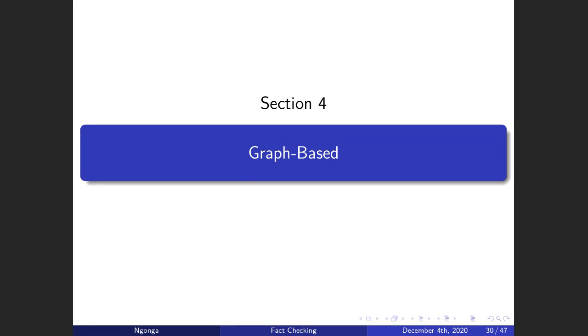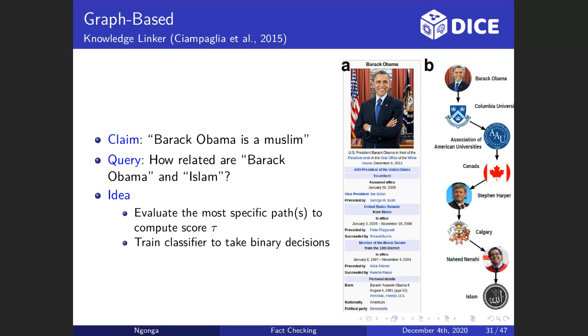We also have graph-based approaches to address this problem of fact-checking. So one claim in the campaign against Barack Obama really was that Barack Obama is a Muslim, which is incorrect. And the way we can use graphs to fact-check such things, one of the very first ideas was the idea of Knowledge Linker by Ciampaglia et al. And the idea here was simply to ask the following question: how related are the resources which occur in a claim? So if the resources are basically not related in a knowledge graph or are basically related by chance, then it is rather unlikely that that fact is correct.